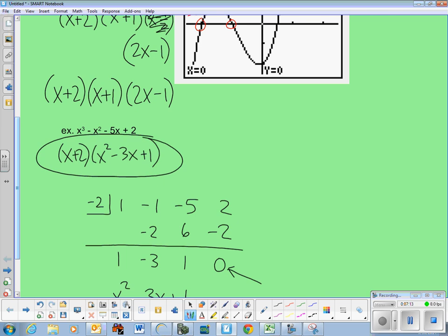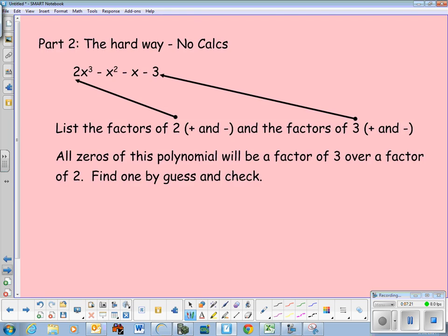All right, so that's the easy way. Look at your calculator, find rational roots, and turn them into factors. The hard way. Let's factor this one, but without a calculator, all right? In case you're ever trapped somewhere and somebody will release you if you can factor without your calculator.